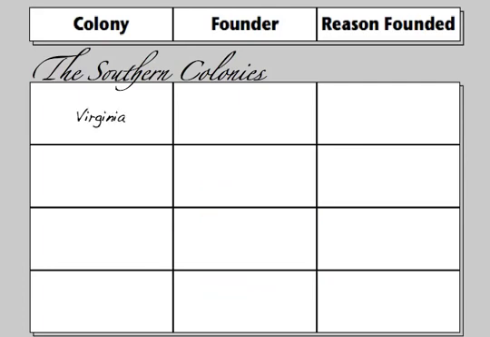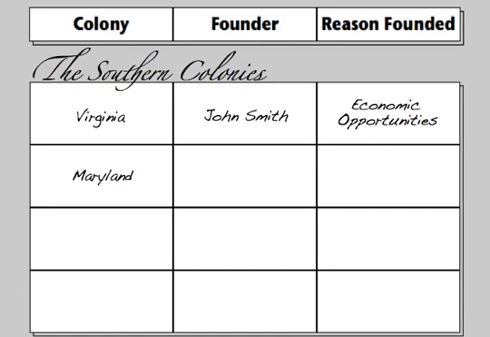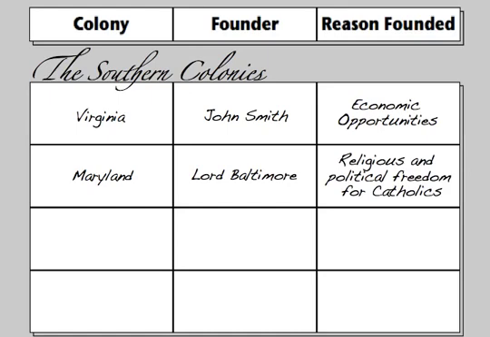When we start with the colony of Virginia, we know that the first great leader of the colony of Virginia was John Smith, but the reason that Virginia was founded was to provide economic opportunities. Then we moved on and we talked about Maryland. The founder of Maryland was Lord Baltimore, and Maryland was founded to provide religious and political freedom for Catholics.